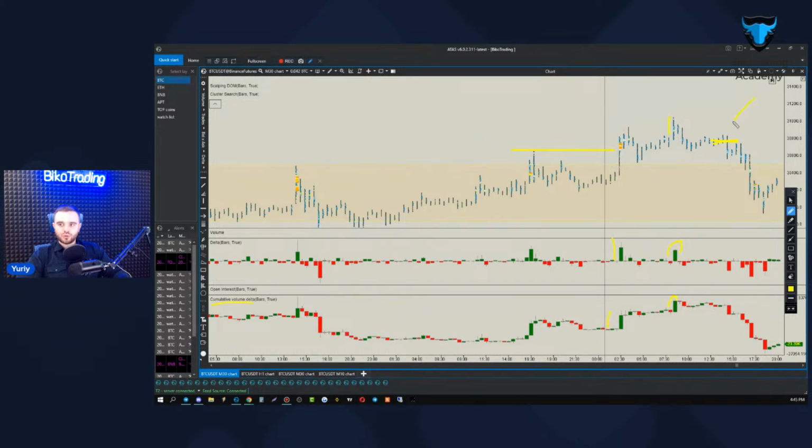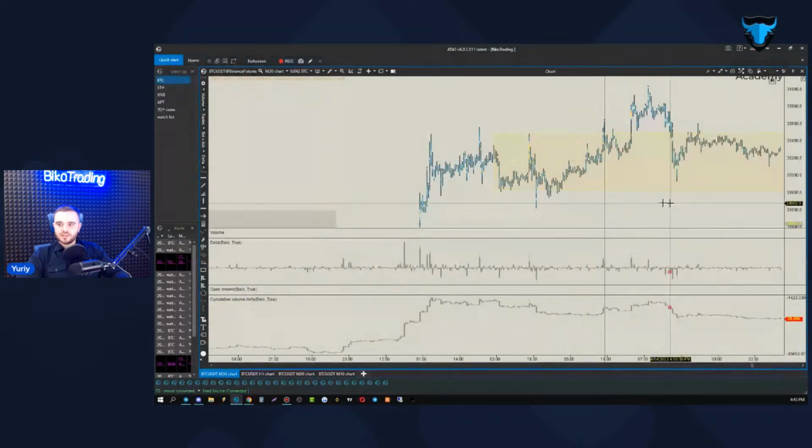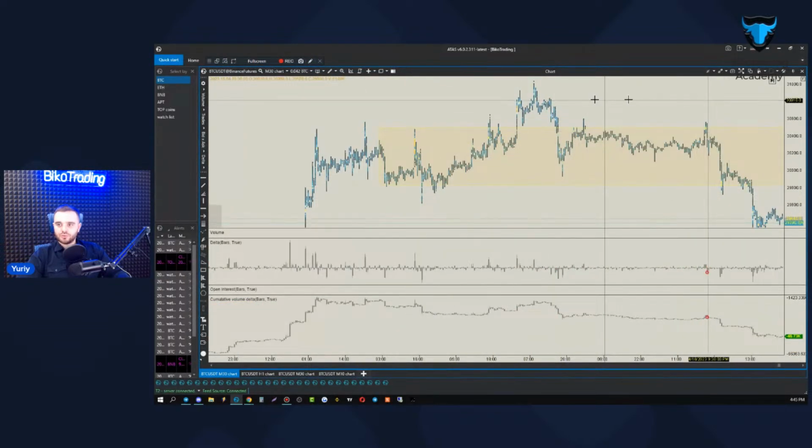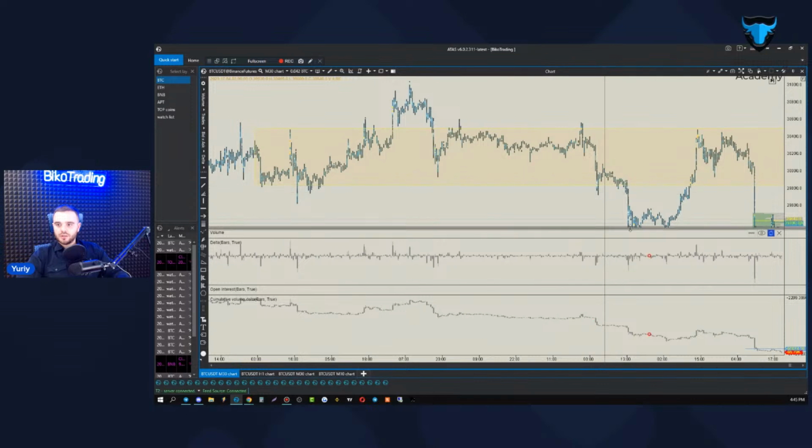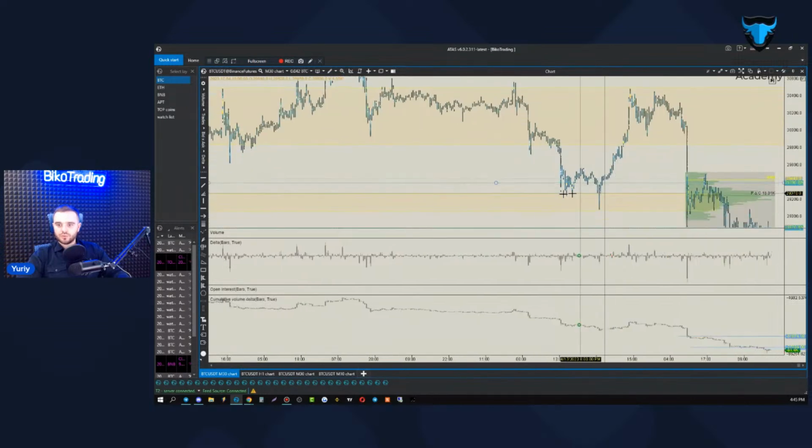And here I took a short because for me it was a clear trap and stop loss of short sellers. And after that, as you can see, price did a beautiful drop. And here we took our beautiful short. We closed our beautiful short exactly here.